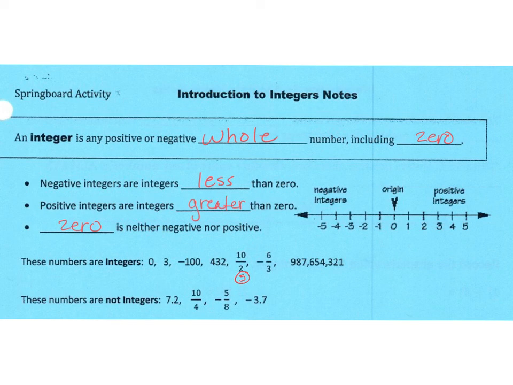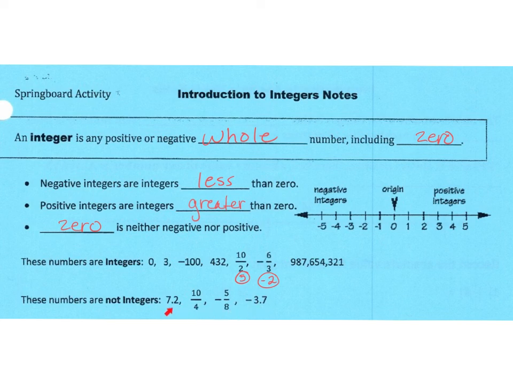So, of course, it is an integer. And then negative 6 over 3 is also a whole number. If we do that division, that really means 2, but it's got that negative out in front, so that's really negative 2. That's why those are both considered integers. And then the long one at the end, 987,654,321. I know there's a lot of digits there, but that does not have anything to do with being an integer or not. It just means that it's a whole number, no decimals, no fractions, and it's positive, so it is an integer.